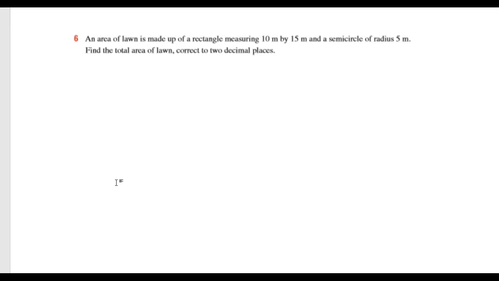All right, question 6. An area of lawn is made up of a rectangle measuring 10 by 15. Okay, so I'm going to do my rectangle. Another great rectangle. 10 by 15.